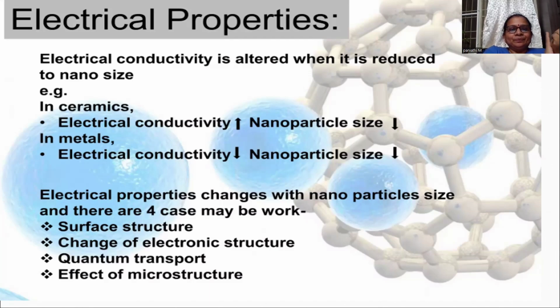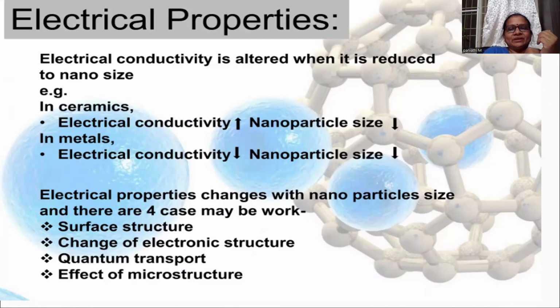Similarly, in metals, electrical conductivity decreases as nanoparticle size decreases. As nanoparticle size decreases, the thickness of the material reduces. Particle size reduces in the sense that the vicinity of atom to atom reduces. So that is why the conductivity reduces.